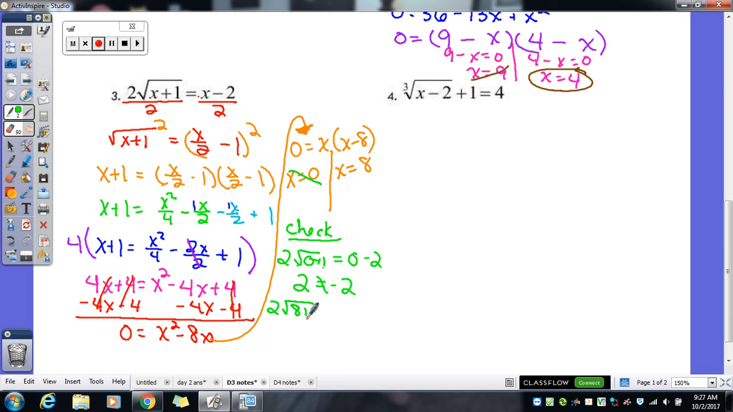So then let's check our 8. 8 plus 1 gives me a 9 under the radical. The square root of 9 is a what? 3. So then 2 times 3 gives me 6. So we get 6 equals 6. So our answer for that one would be 8.